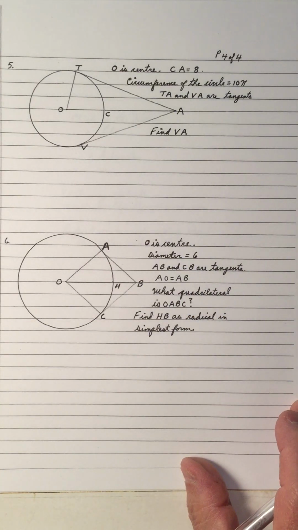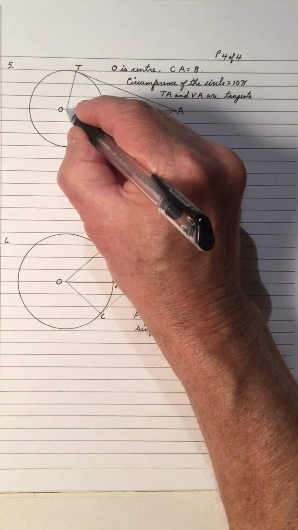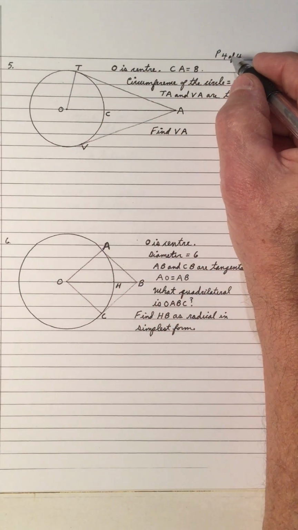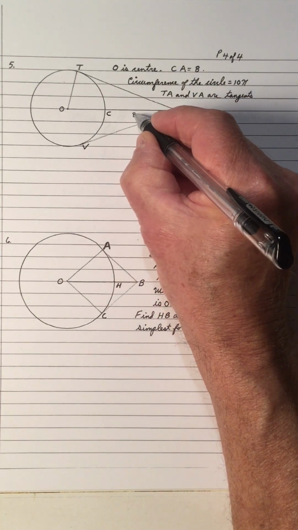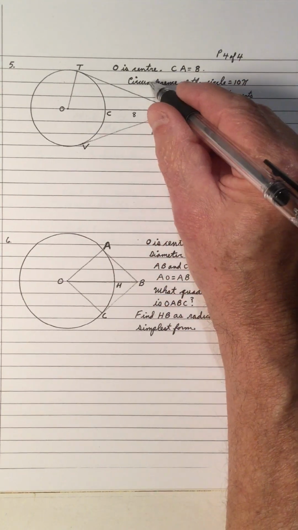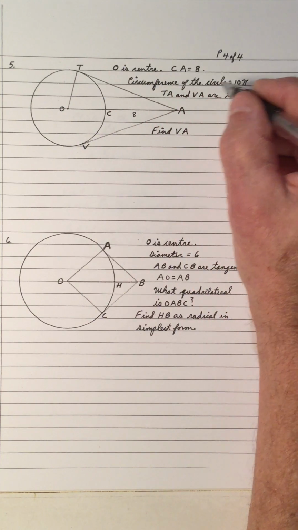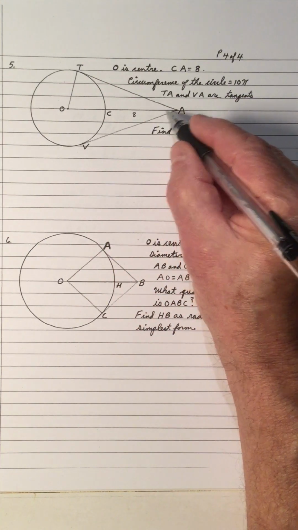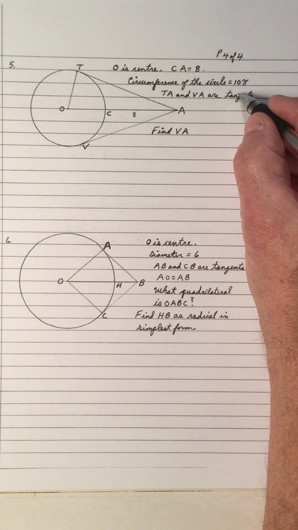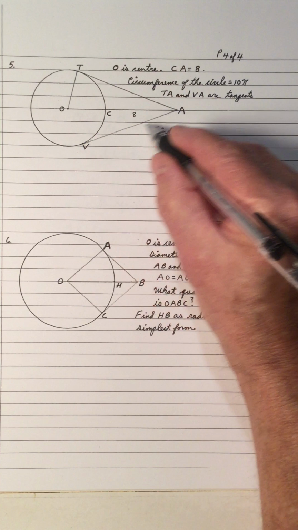Now we have number 5. O again is the center of the circle. And we have CA is 8, so CA is 8 units long. And it says the circumference of the circle is 10 pi. TA and VA are tangents. So we've got to find the length of VA.